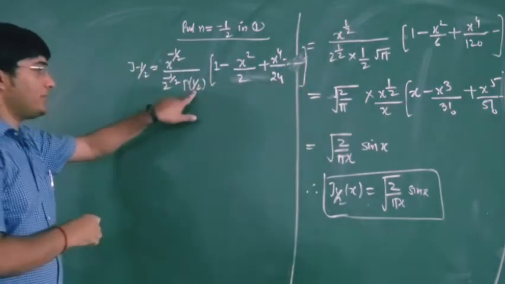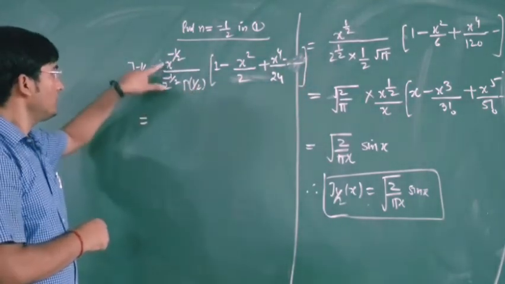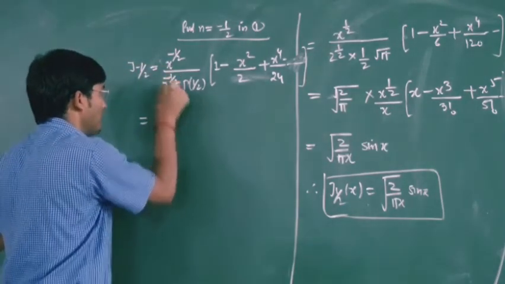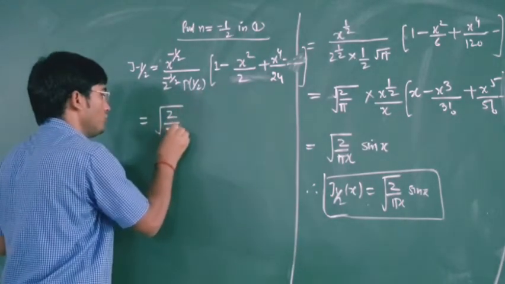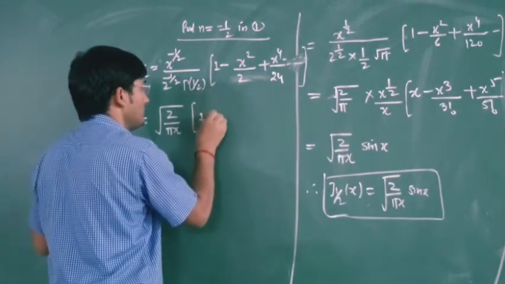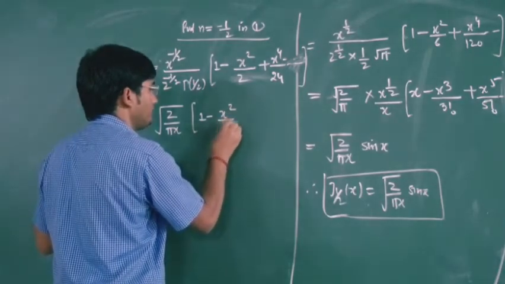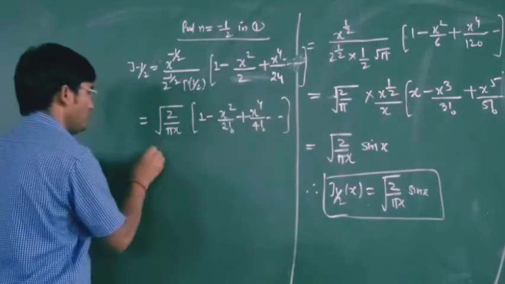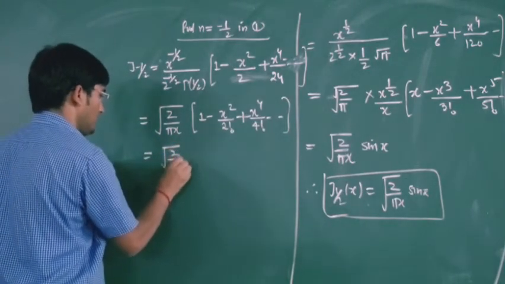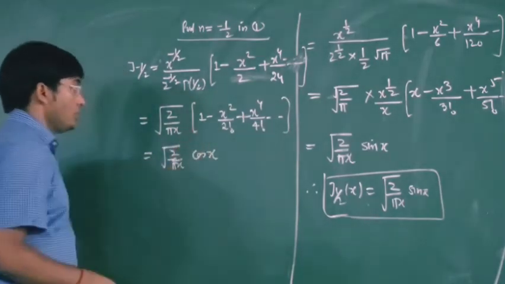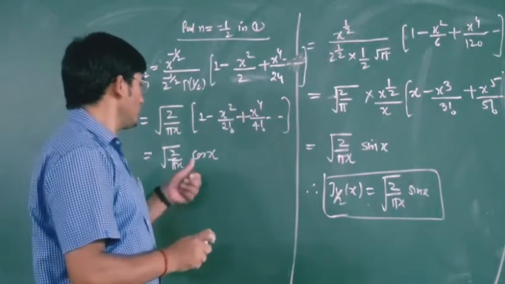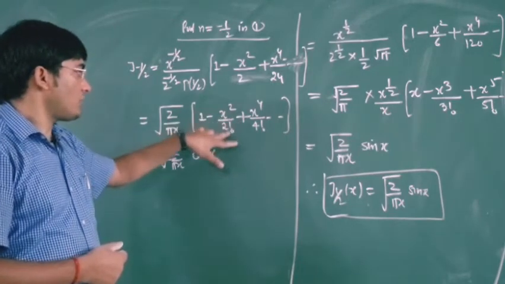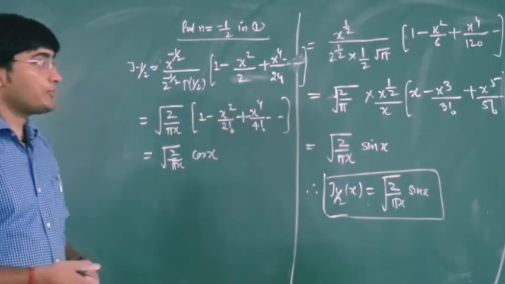Now gamma half is root pi. These two can be taken in the numerator, so this is 2 upon x into root pi. So this is root 2 upon pi x. Now this is 1 minus x square upon factorial 2 plus x power 4 upon factorial 4, and this bracket is cos x. So J minus half is equal to root 2 upon pi x into cos x. Here in the bracket we have 1 minus x square upon factorial 2 plus x power 4 upon factorial 4.